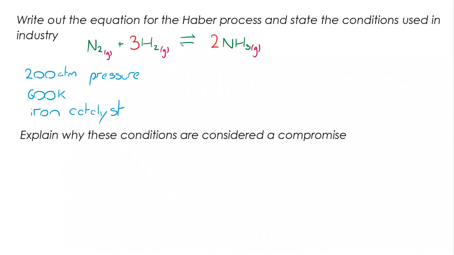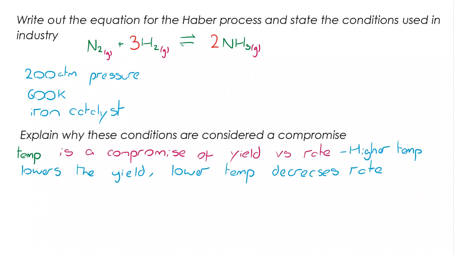But then we have equilibrium-based questions. Why are these compromises? It's actually temperature and pressure that are compromises. Temperature is a compromise of yield versus rate. And more specifically, we can explain that the higher temperature would lower the yield. That's because increasing temperature would favour the endothermic reaction.